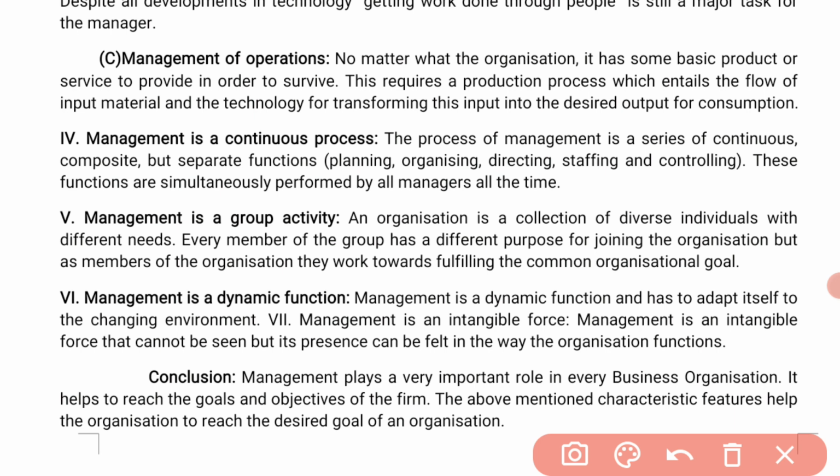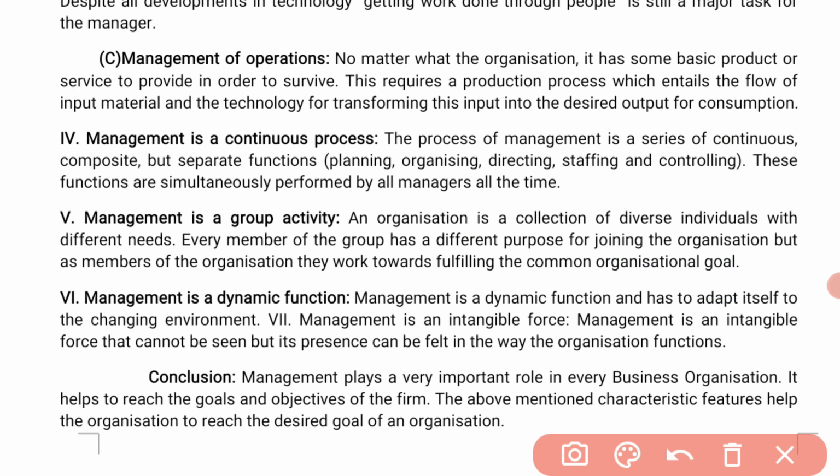Every business organization is a collection of diverse individuals with different needs. Every member of the group has a different purpose for joining the organization, but as members of the organization, they work towards fulfilling the common organizational goals. Management is a group activity where the members of the organization or the workers of the organization work together to reach the organizational goals.